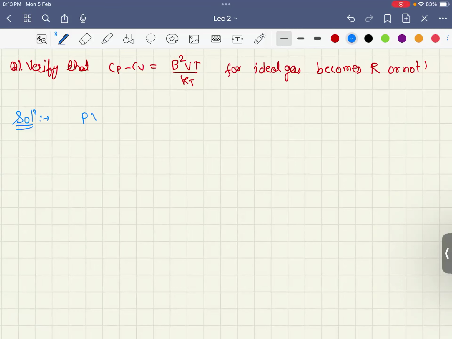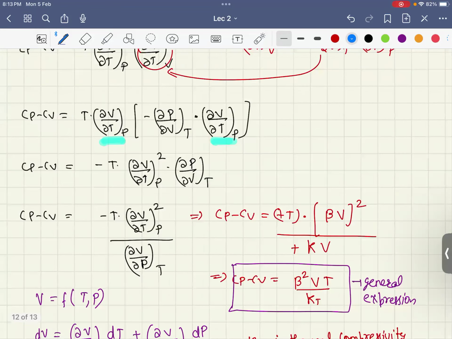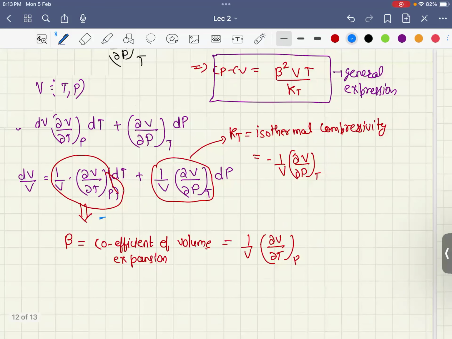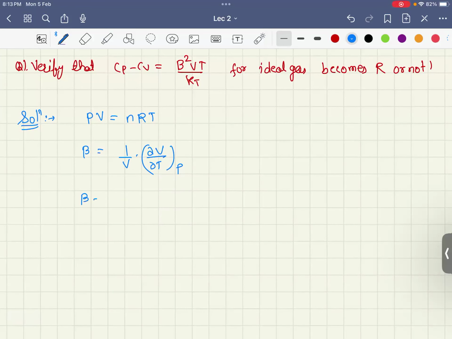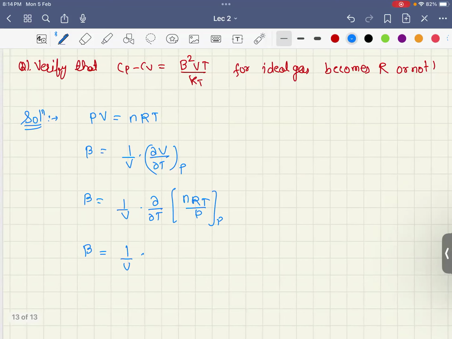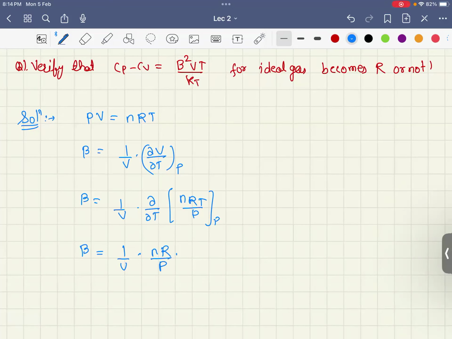For an ideal gas, we know PV equals nRT. And what is beta? Beta is 1 by V dou V dou T at constant P, as we saw just now. For an ideal gas, this is 1 by V dou by dou T of the volume nRT by P at constant pressure. Pressure is constant, R is constant, n is constant, so I can just do dou T by dou T. That means beta equals nR by PV. So this is one.